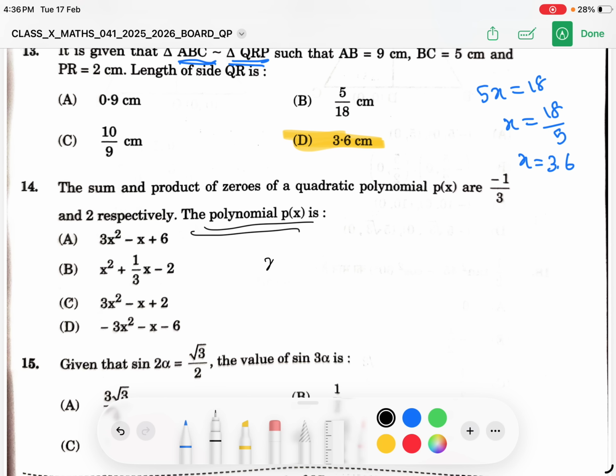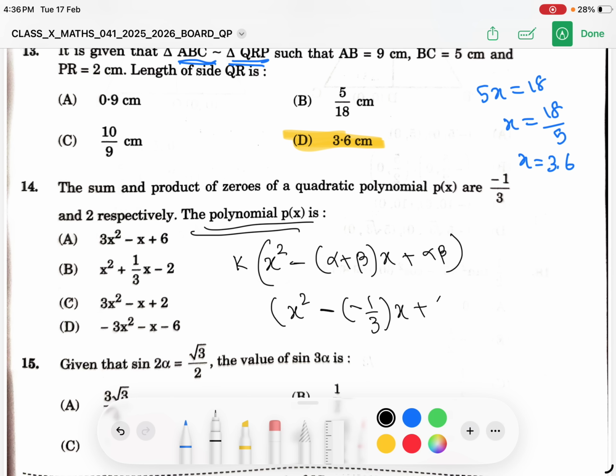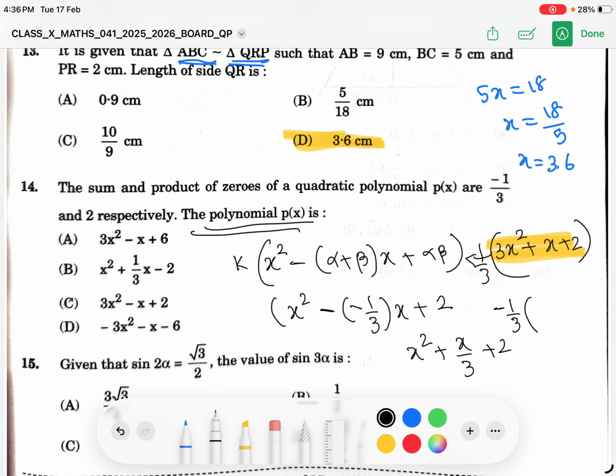And then we have to find the polynomial. To find the polynomial, we have a concept: x square minus (alpha plus beta) into x plus alpha into beta, k outside. So x square, sum of roots minus 1 by 3 into x plus product of roots 2. So x square plus x by 3 plus 2. Then if you take LCM, it means 3x square plus x plus 2, 1 over 3 outside. So 1 over 3 doesn't matter here. So this will be the answer. But here there is no option like that. In case I take minus 1 by 3 outside, then minus 3x square minus x minus 2.